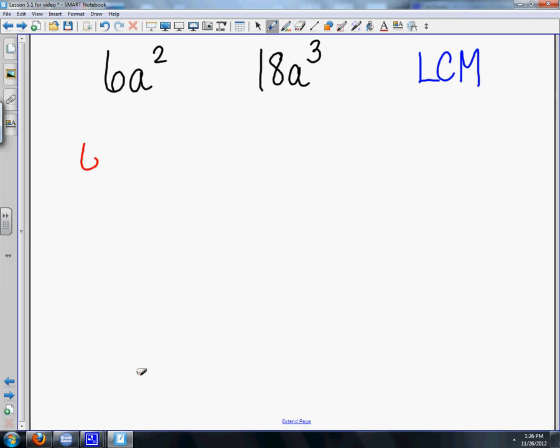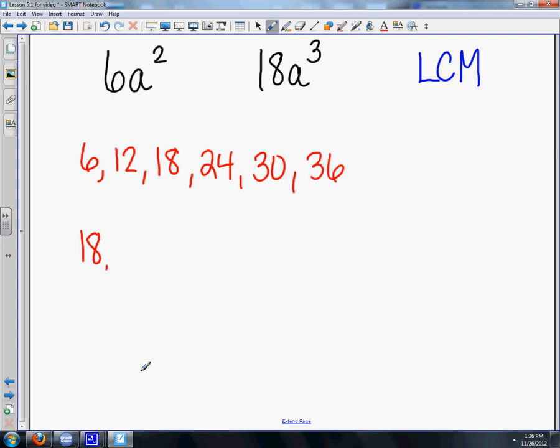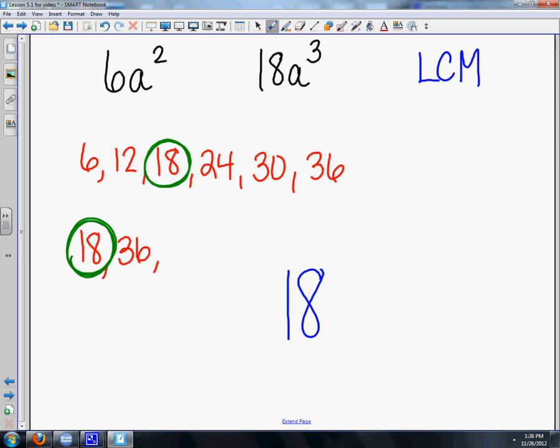For the LCM, what you're going to do is start with your numbers, 6 and 18. So you're going to list out the multiples, 6, 12, 18, 24, 30, 36, okay? And then I have 18 plus 18 is 36, and then I can keep going, but I see right off the bat that 18 is my lowest common multiple.